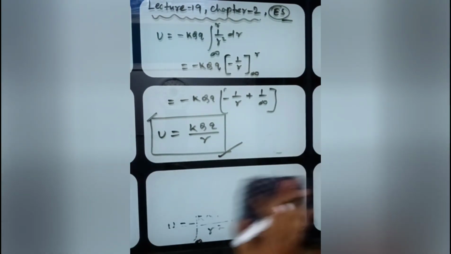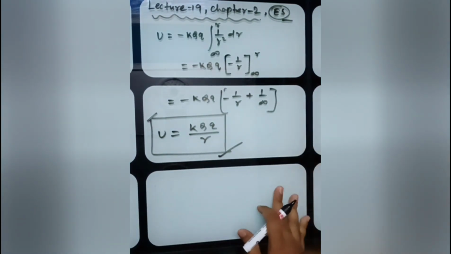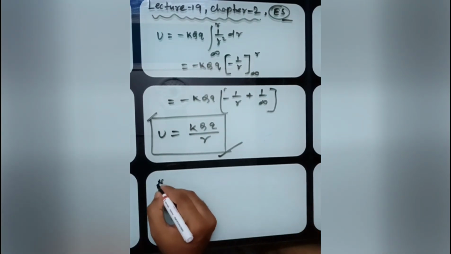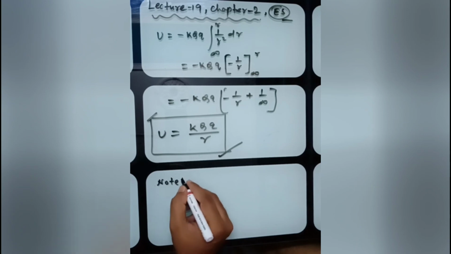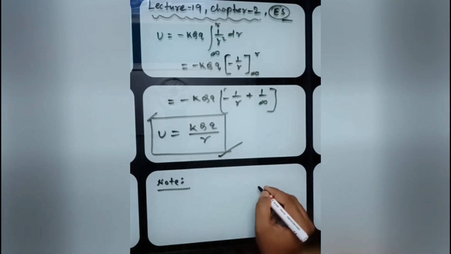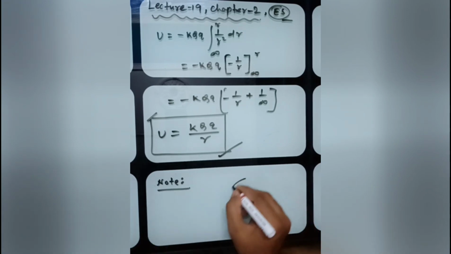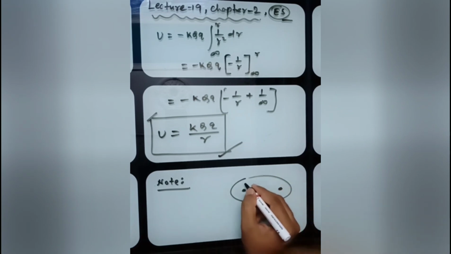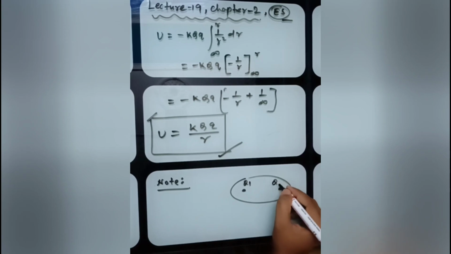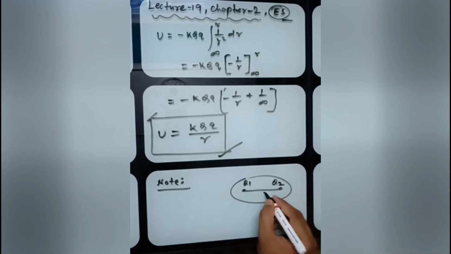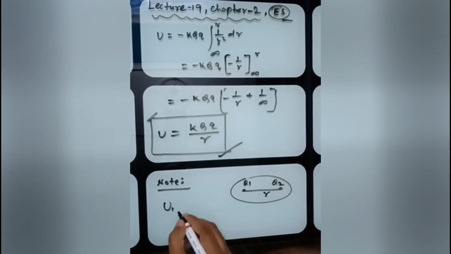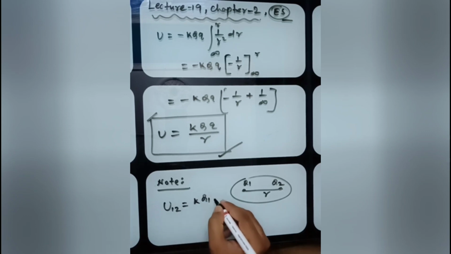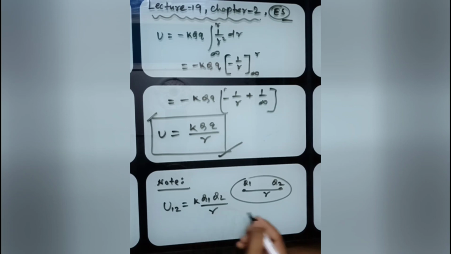But the remarkable thing to remember, and you have to write it in your notes: in the system, if you are having two charges, one q1 and another q2, separated by distance r, then the potential energy between these two charges 1 and 2 is written here as k q1 q2 by r.